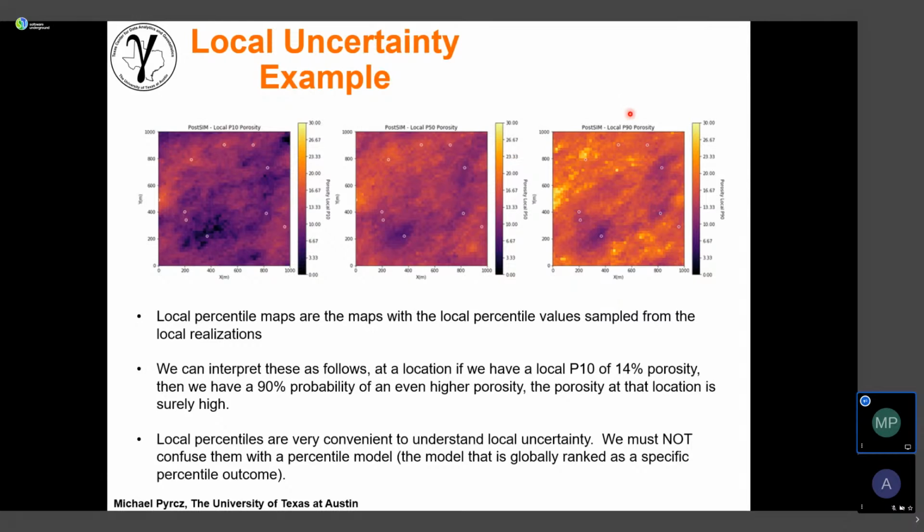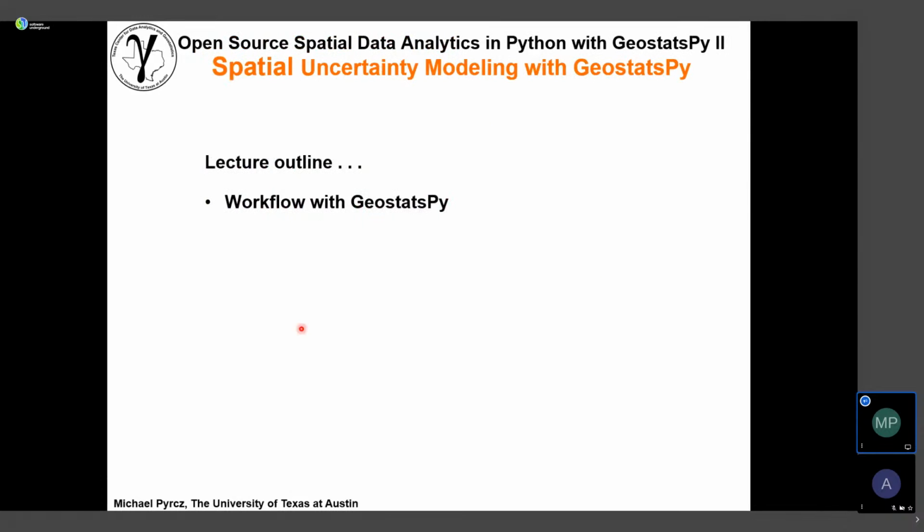This is the local median model, and the local P90. What are we going to do with this type of model? Now, this is very fascinating. If we look here, we have a P10 value locally. That's actually pretty high. That tells me that's a location that is surely high because there's a 90% probability of it being even higher. I think that's a very powerful communication tool. Here we have a location that the P90 model is low. Well, that is surely going to be low because there's a 90% probability that it's even lower than that. Okay, so I think these are all very powerful concepts.